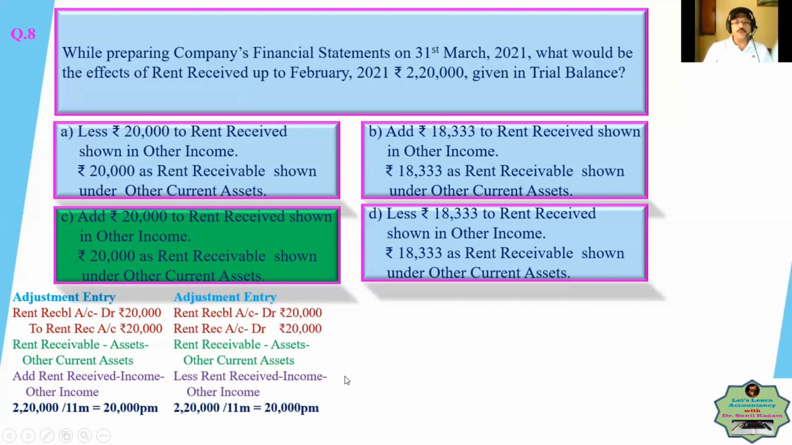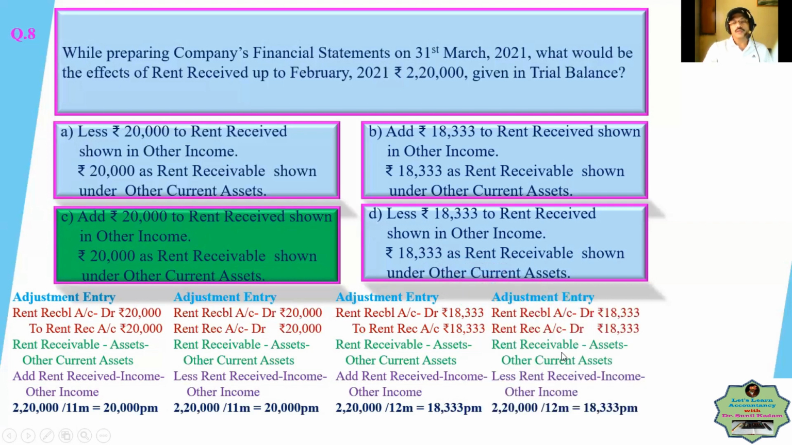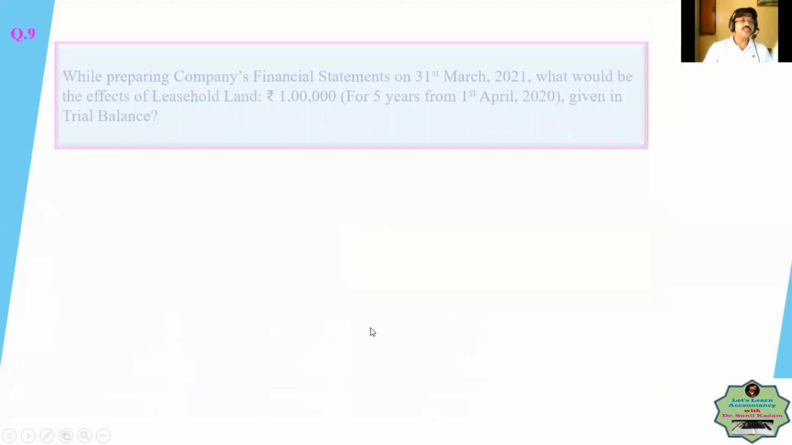In the other three options, an incorrect entry is passed as the adjustment. That's why they are incorrect. There is a wrong amount with the correct entry, because they have divided 2,20,000 by 12 months, so 18,333 is the wrong amount. Though the entry is correct, the amount is wrong. Whereas the others have an incorrect entry with an incorrect amount. Therefore, we will not consider these answers. The correct answer is this. These three are incorrect. So let's move on to the next MCQ.